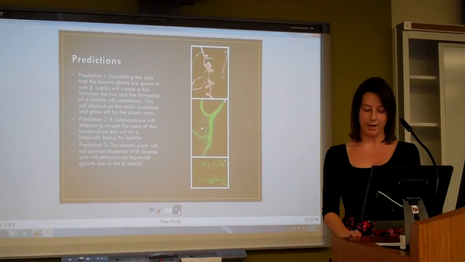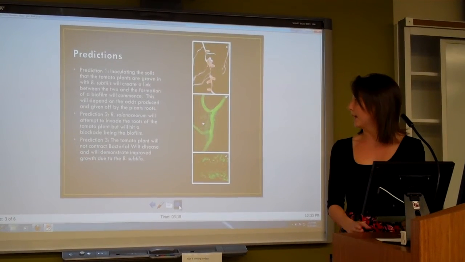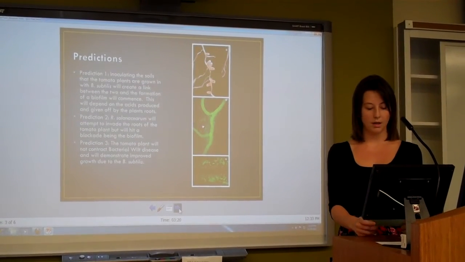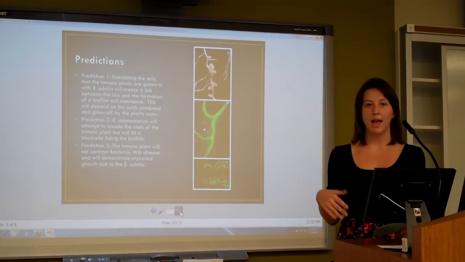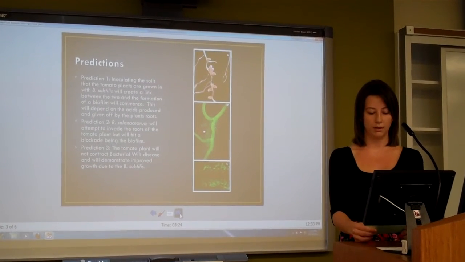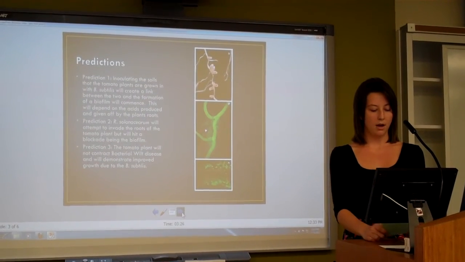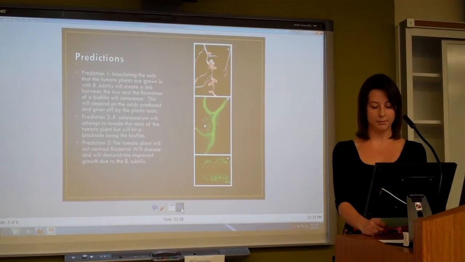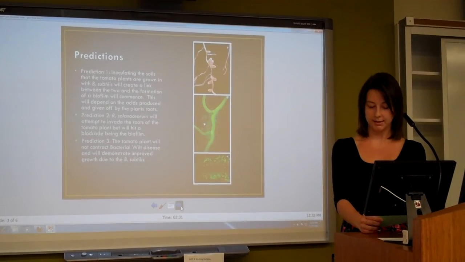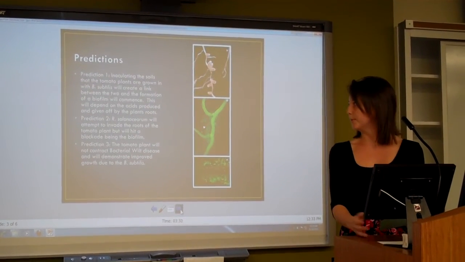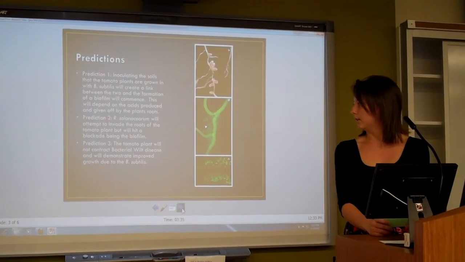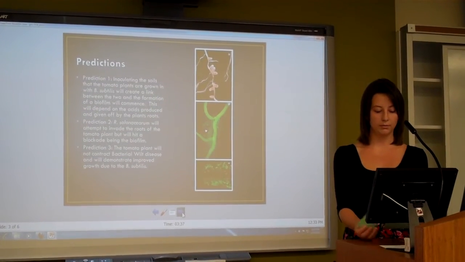Ralstonia solanacearum will try to infect the plant, but it's going to hit a blockade, being the biofilm. And this, again, I won't be able to see until after the plants have grown and I observe them from there. The third prediction is that the tomato plant will not contract bacterial wilt disease and improved growth will be seen. And this, again, will be noticed after the plants have finished growing.